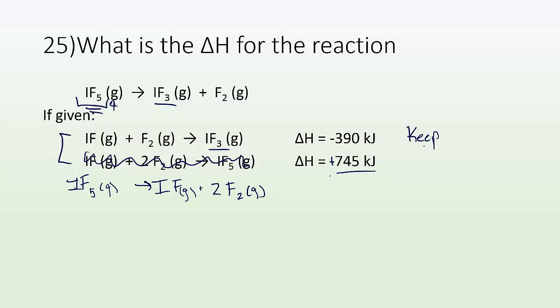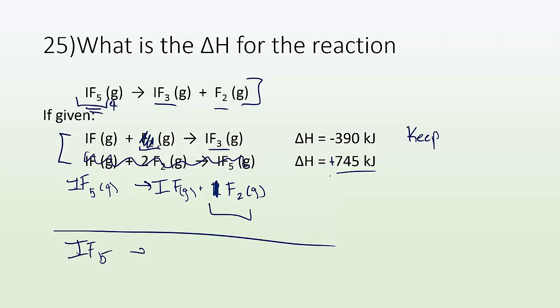So hopefully now everything that shouldn't be there cancels out. For example, I have 2F2 as a product, but I only want 1F2. And look, there's an F2 as a reactant in that first equation. So that's going to cancel out one of those F2s. And now I'm left with only what I want. If I add everything together, I end up with my desired equation. IF5 becomes IF3 and F2. So add together, bada bing, bada boom, Bob's your uncle. The IF here cancels out the IF there. Everything that shouldn't be there cancels out.